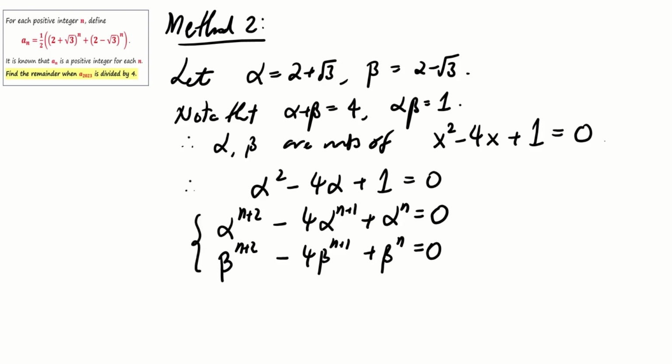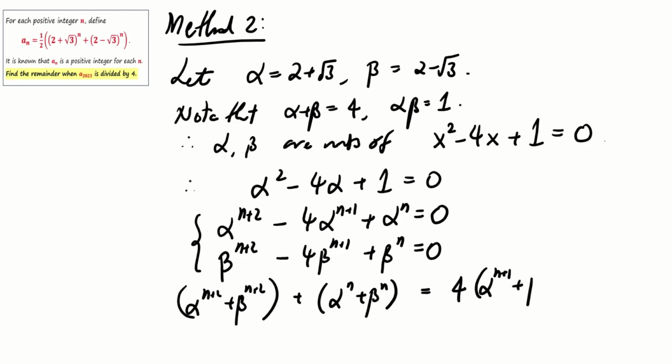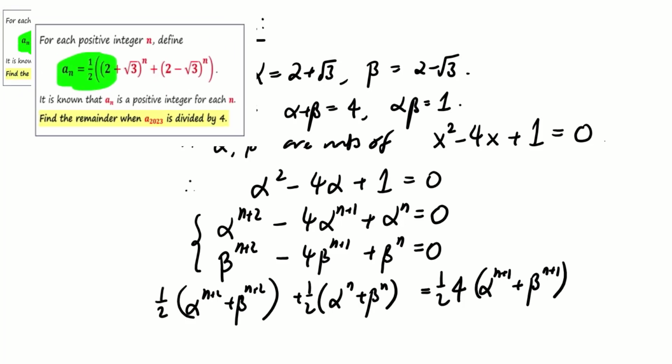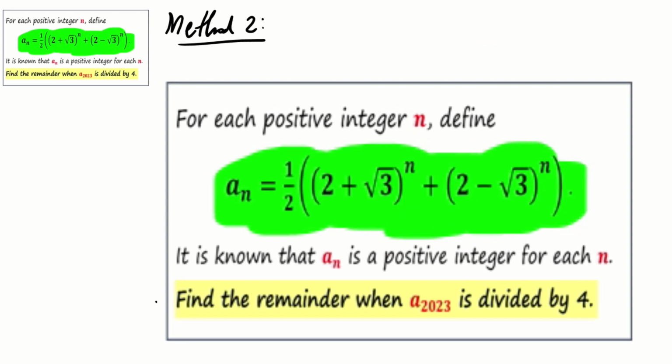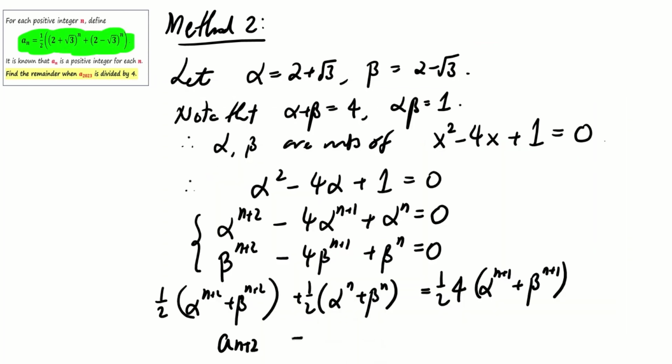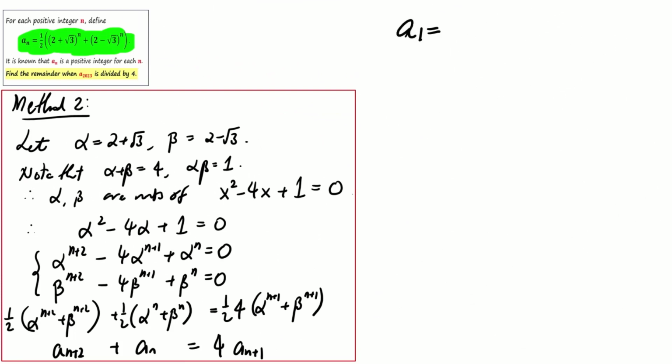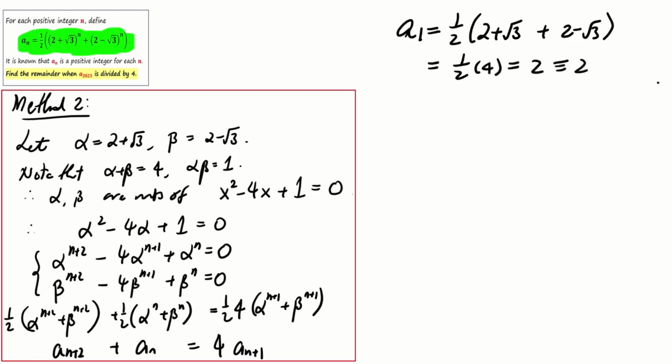When we sum this up, we will have alpha to the power of n plus 2 plus beta to the power of n plus 2 plus alpha to the power of n plus beta to the power of n equals 4 times alpha to the power of n plus 1 plus beta to the power of n plus 1. And we can multiply each of these by a half. Note that a_n is defined as half of alpha to the n plus beta to the n. This means that a_(n+2) plus a_n equals 4 times a_(n+1). Now consider a_1. a_1 equals half of (2 plus square root of 3) plus (2 minus square root of 3), that is half of 4, that is 2, and it is congruent to 2 mod 4.